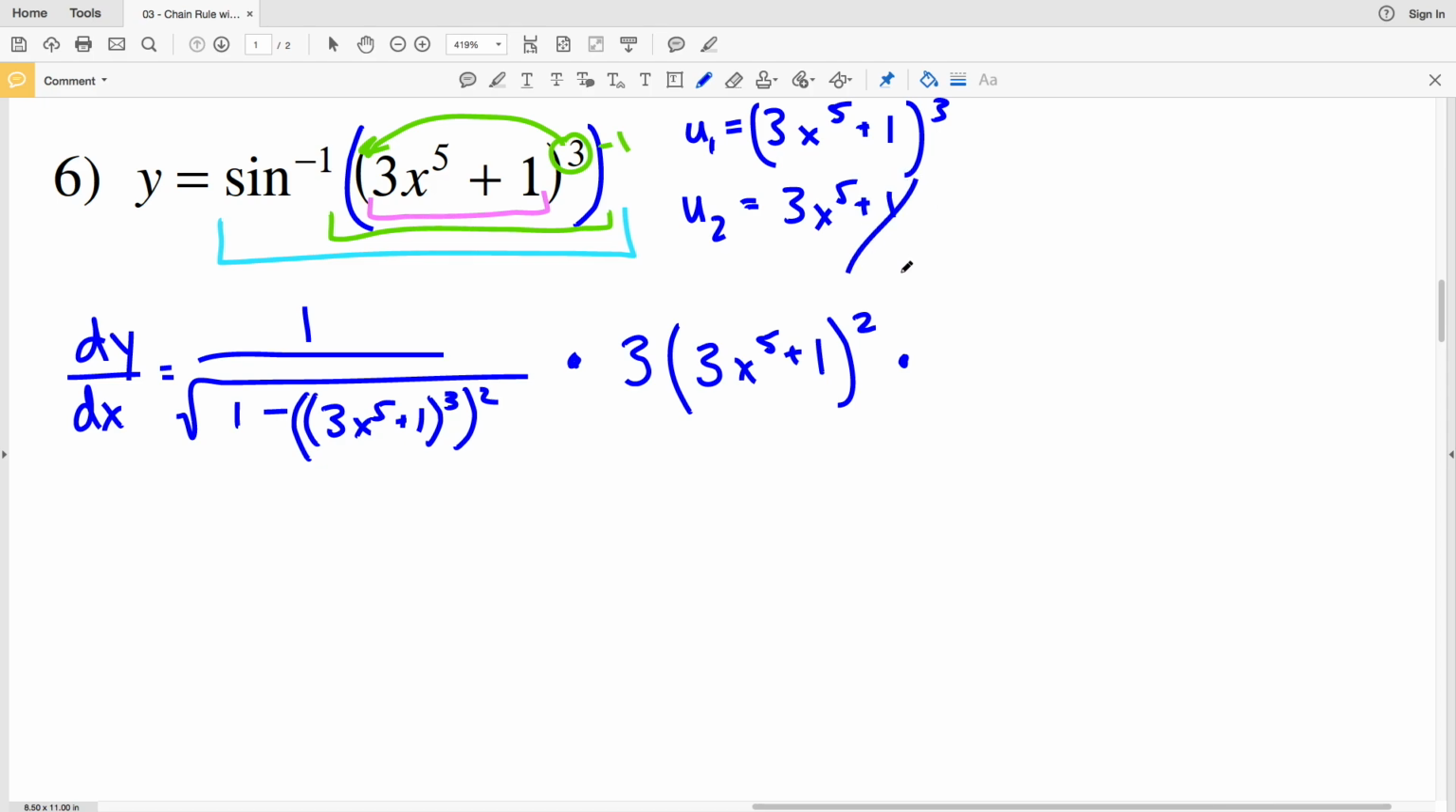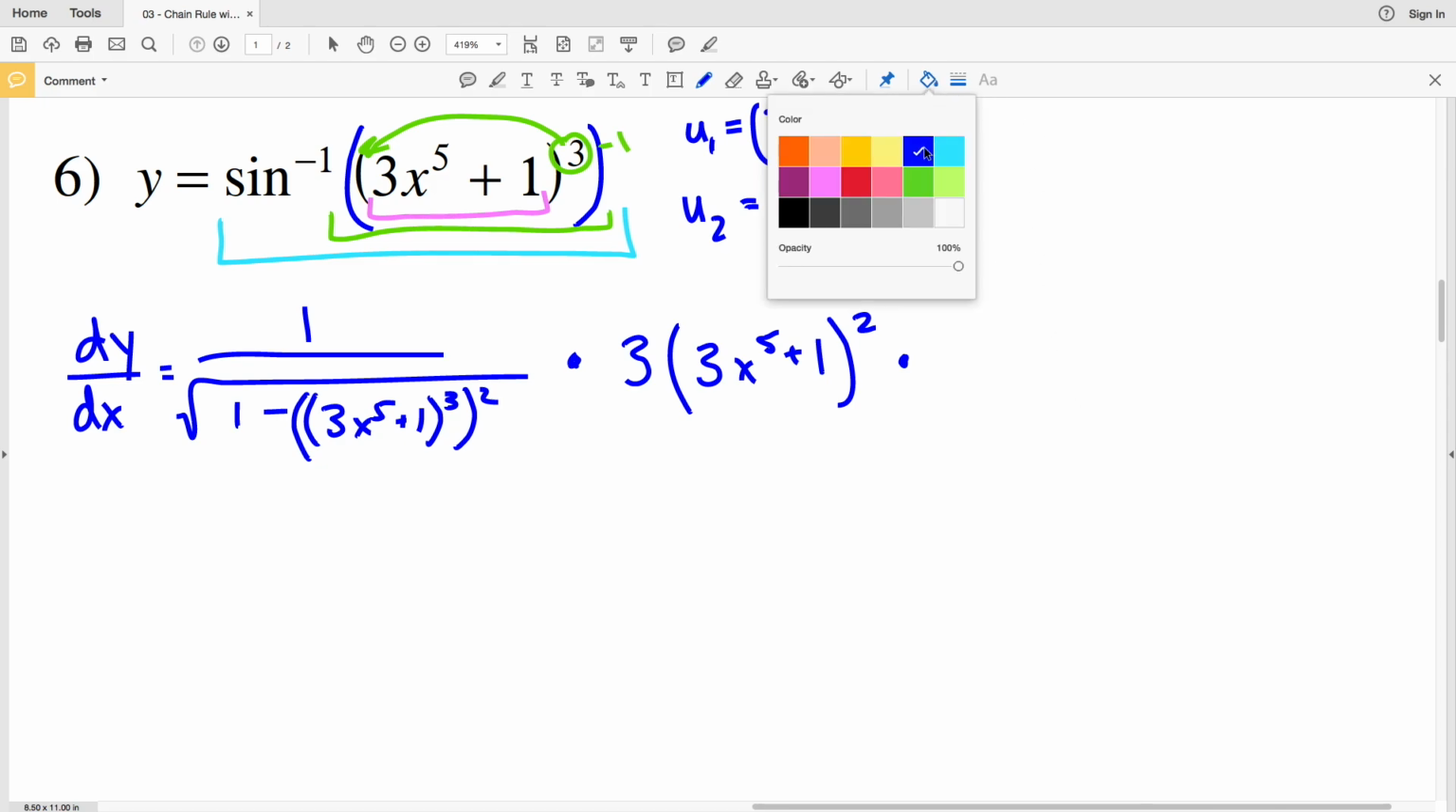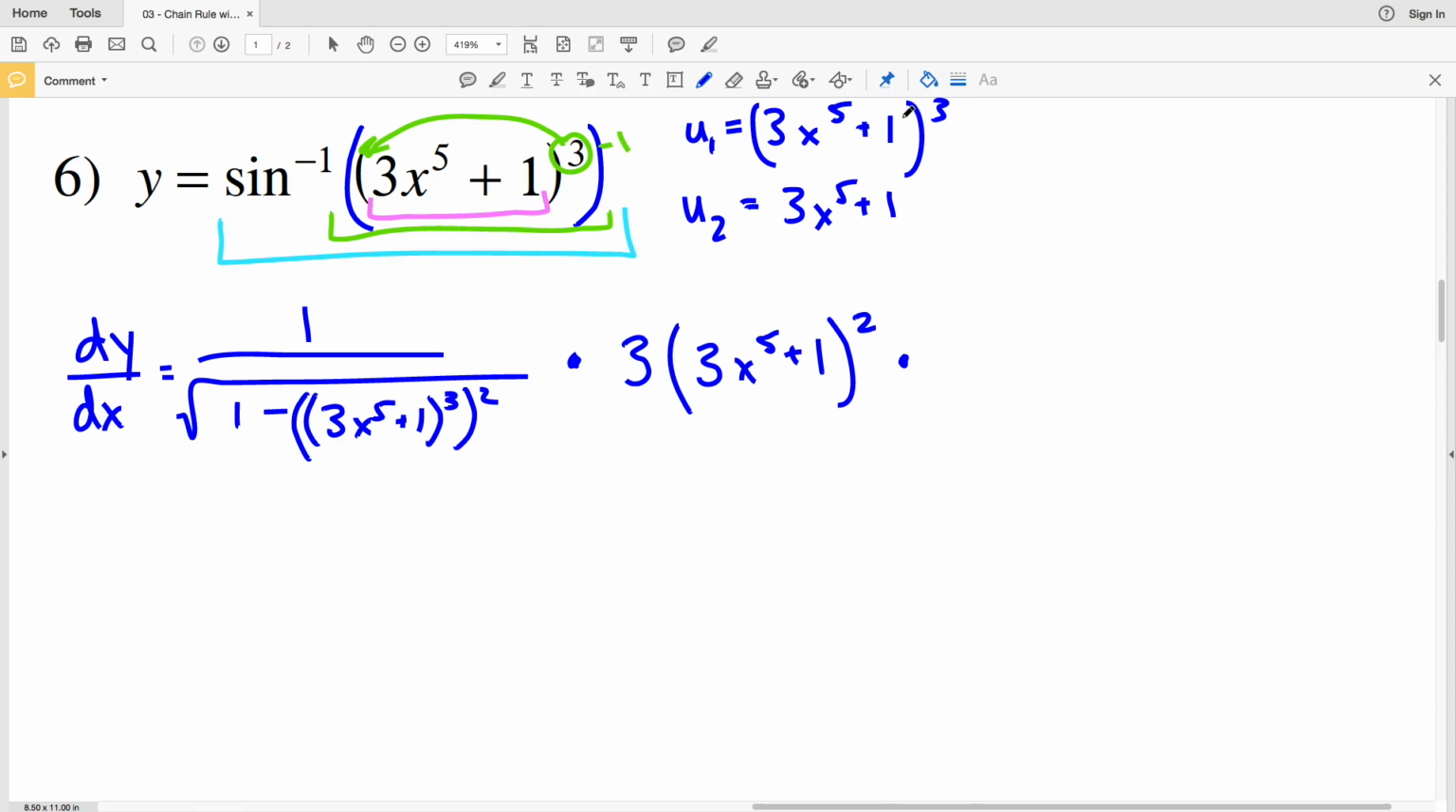which is the derivative of 3x to the fifth plus 1. This 1 is a constant, so the derivative is 0. So the derivative of 3x to the fifth, we're going to take this 5, multiply it by 3, and then decrease that value by 1. So 3 times 5 is 15 times x to the 5 minus 1, which is x to the fourth.